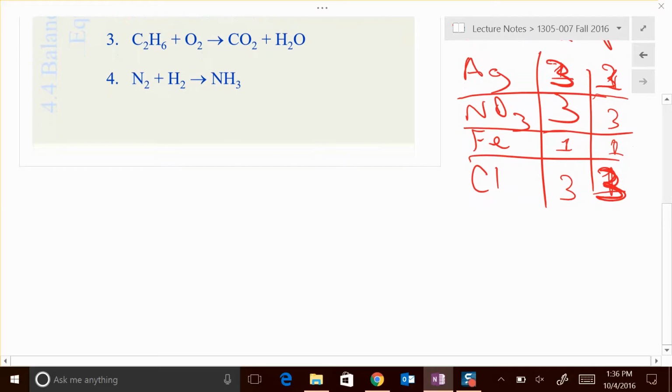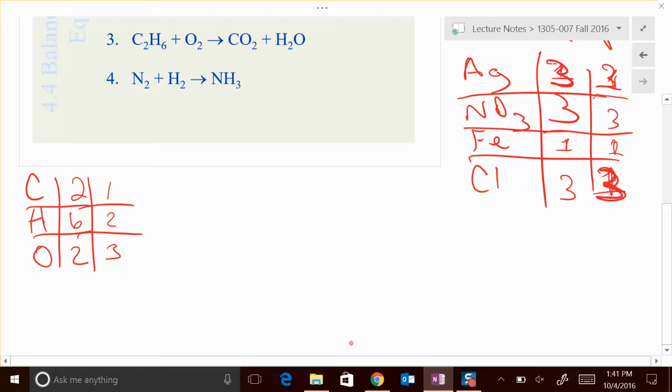I'm going to let you guys do that one on your own. Okay, so let's make sure you guys are on track. Some of you might already have figured it out. So this is my table that I would use to do this.